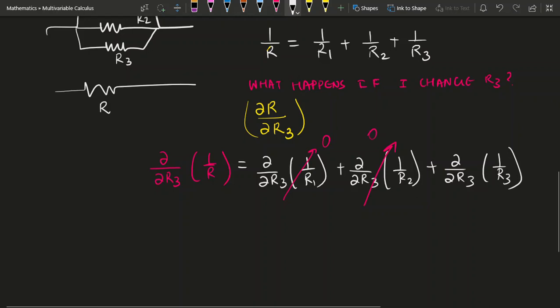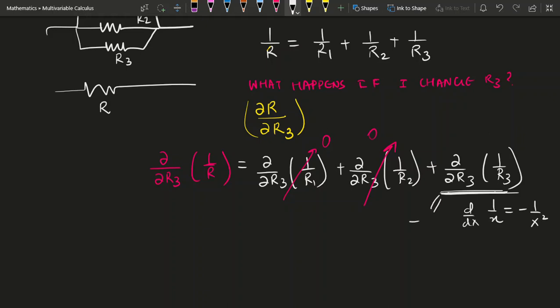Now, in the third part of the right hand side expression, you're essentially differentiating 1 over x with respect to x, just replacing x by R3. And we know that it's equal to minus 1 over x squared for the x case, and we can just replace x by R3 again, so this would be equal to minus 1 over R3 squared.